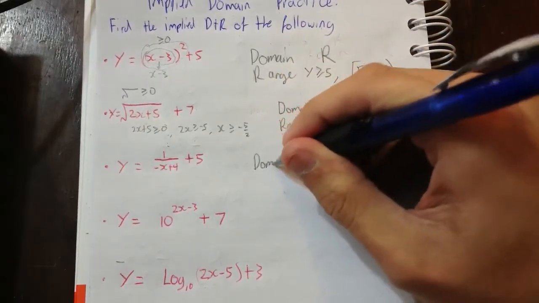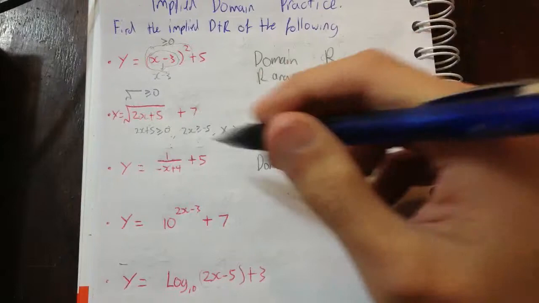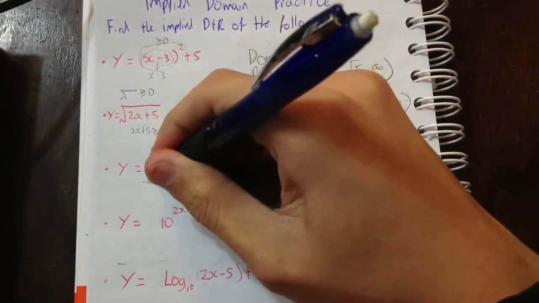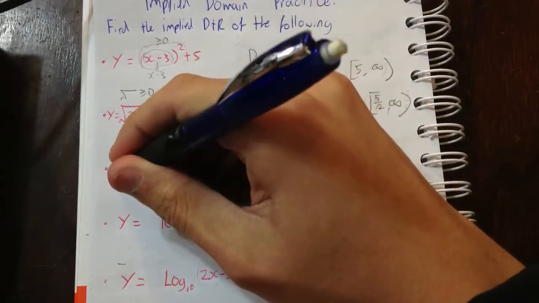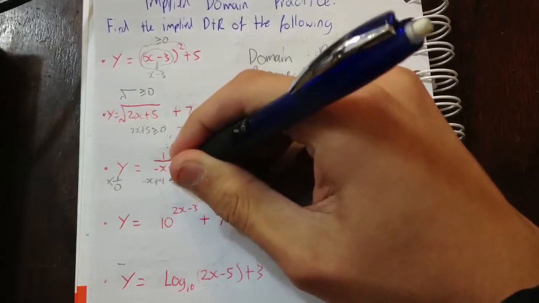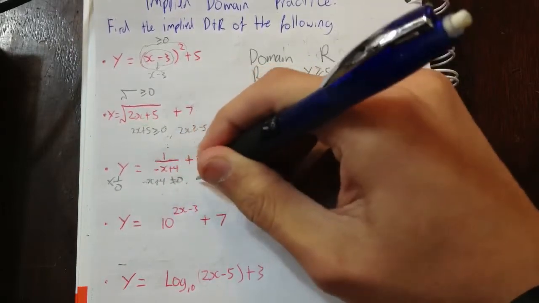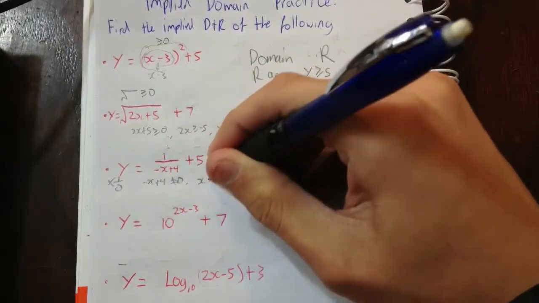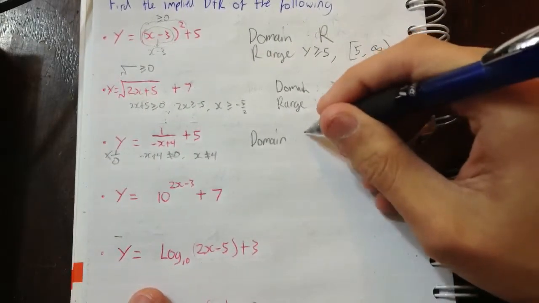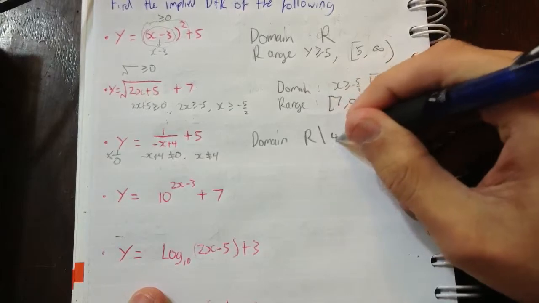Domain. What do we know about this? We know we can't divide by 0. So we know x minus x plus 4, because we cannot have this. That's a bad situation. So we know x plus 4 cannot equal 0. So we take the x over, x cannot equal 4. Makes sense? Domain is all real numbers except 4.